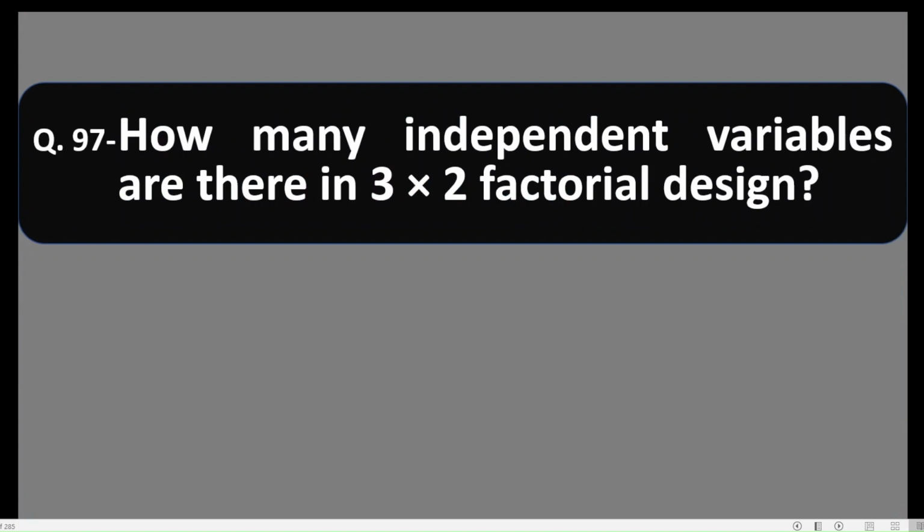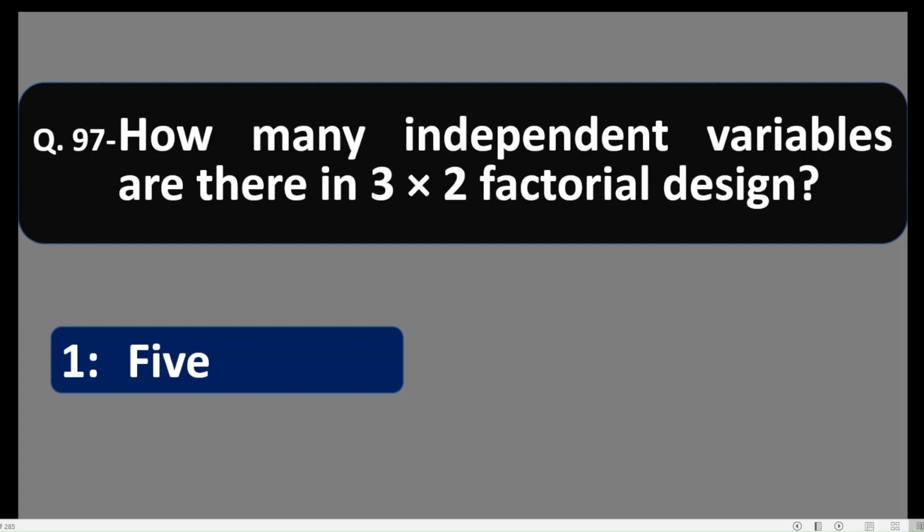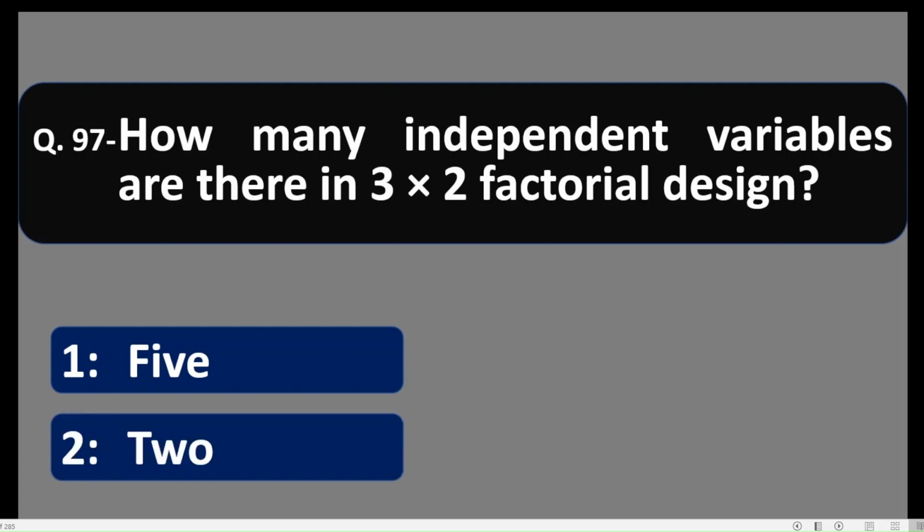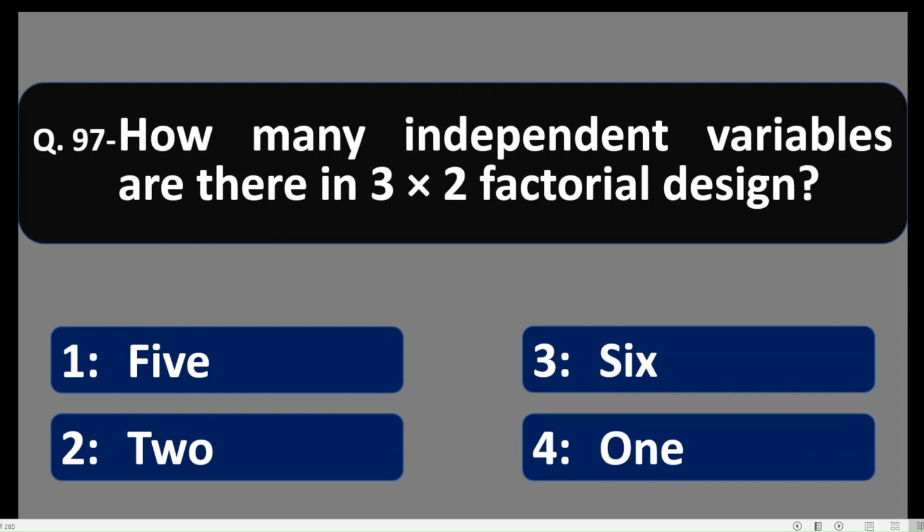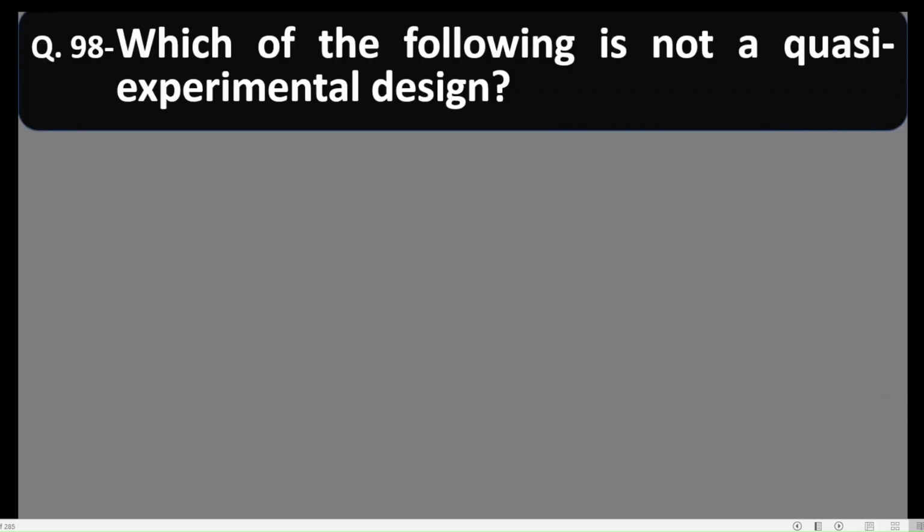97 question number. How many independent variables are there in 3 by 2 factorial design? The options are: 1 is 5, number 2 is 2, number 3 is 6, number 4 is 1. Friends, here actually two independent variables are there. First independent variable has 3 levels and second independent variable has 2 levels. That's why it is called 3 by 2. So two independent variables are there. Option 2 is correct.